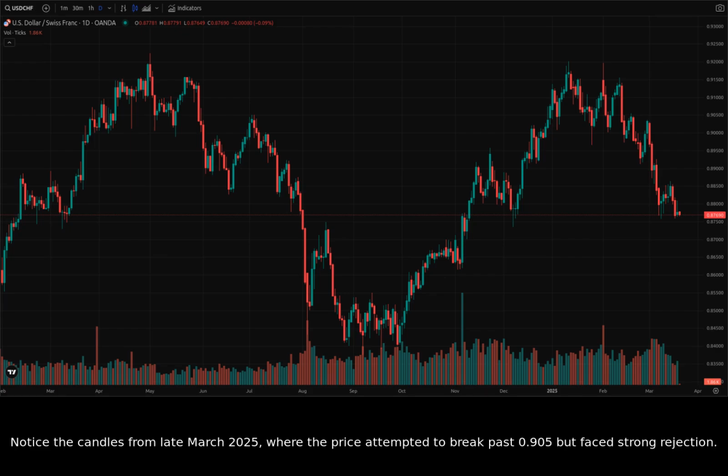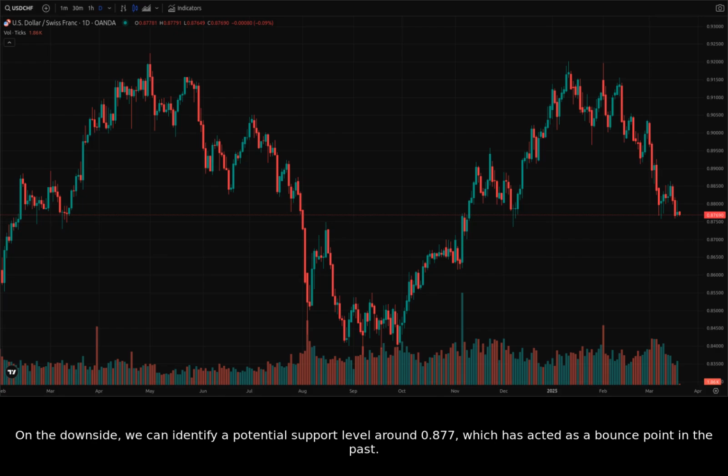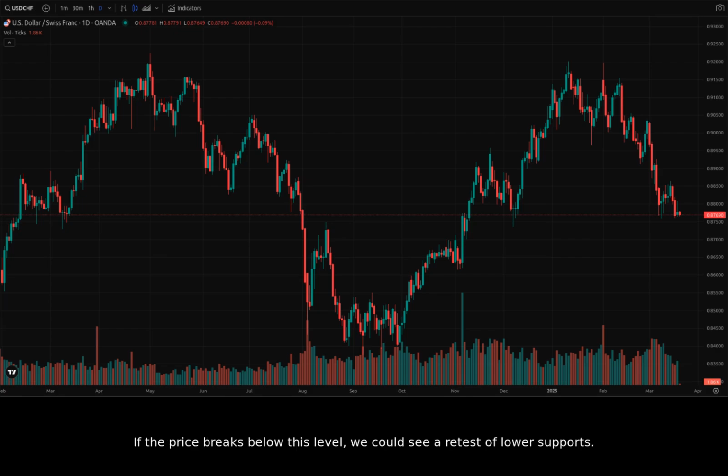Notice the candles from late March 2025, where the price attempted to break past 0.905 but faced strong rejection. This area is now a key resistance level. A sustained break above this could signal further bullish momentum. On the downside, we can identify a potential support level around 0.877, which has acted as a bounce point in the past. If the price breaks below this level, we could see a retest of lower supports.